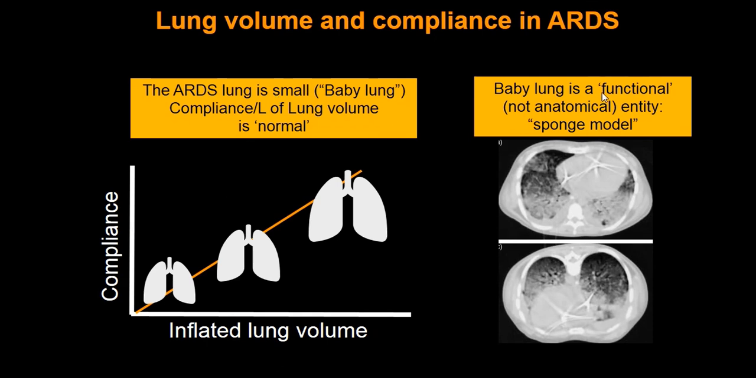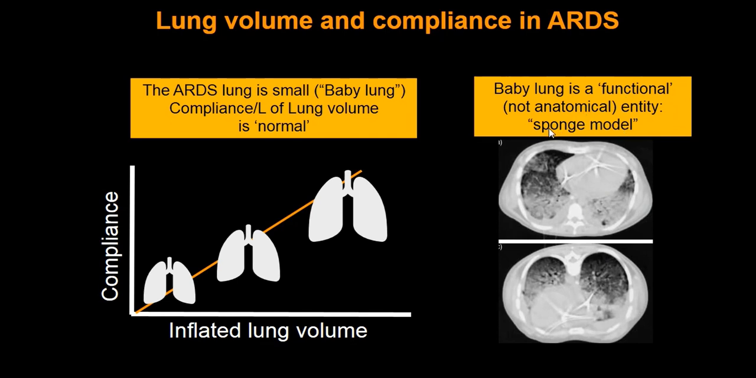And also the baby lung is a functional entity, it's not anatomical. And that was shown by proning position. You can see this is a CT scan in supine, and you can see that the baby lung is up there in the non-dependent area. And all this is collapsed by water and gravity, a superimposed pressure. But during prone position, the baby lung is reverted. So that gives an idea that the baby lung is functional, and then we heard about the sponge model.